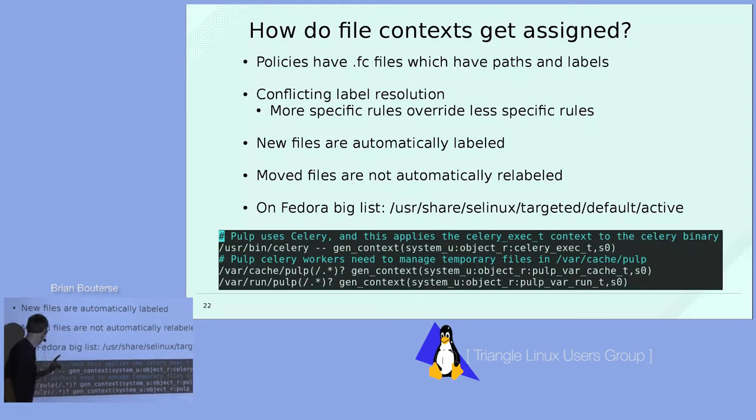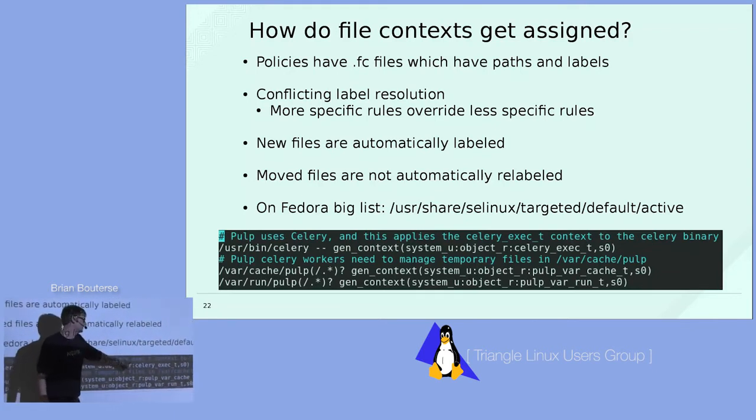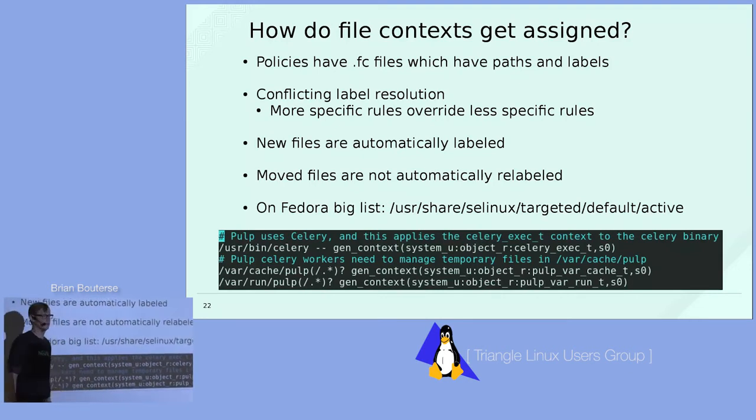But this file, /usr/bin/celery, receives this label, celery_exec_t. So this is a little snippet from the Pulp policy that we have worked on.